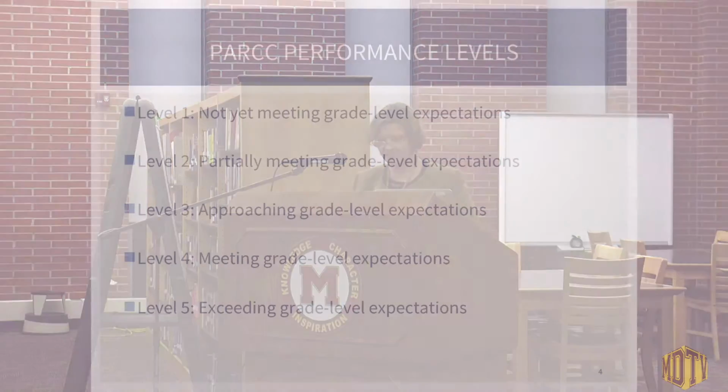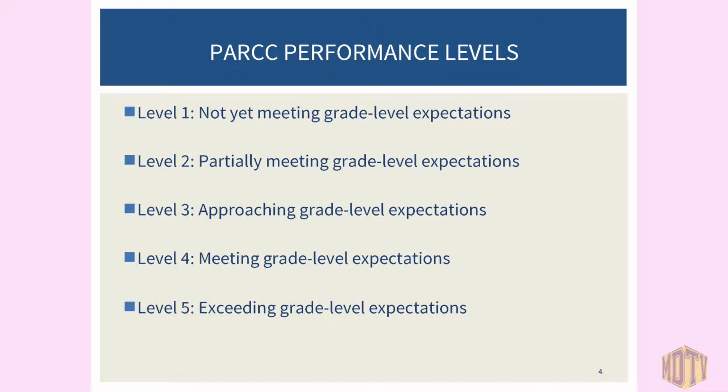This slide reviews the performance levels that students are scored on for the PARCC exam. Level 1 indicates that students are not yet meeting the grade level expectations, followed by Level 2, partially meeting, followed by Level 3, approaching, followed by Level 4, meeting the grade level expectations, and then Level 5, exceeding the grade level expectations. When I review the levels of our scoring, you will see that levels 4 and 5 are what equal the passing scores. So you'll see those percentages combined as level 4 and 5 are the passing scores.